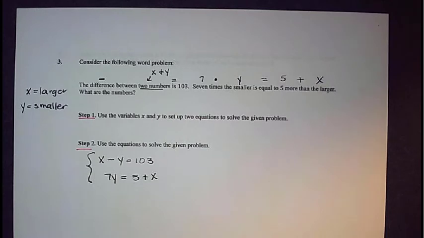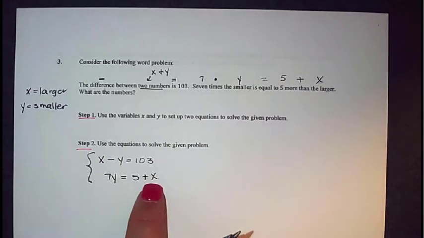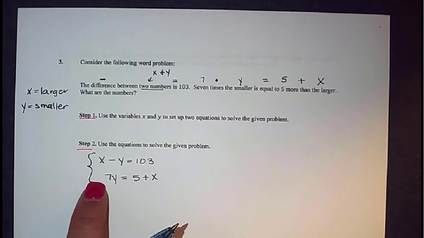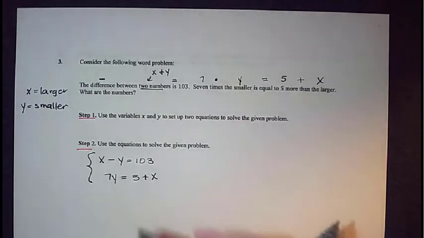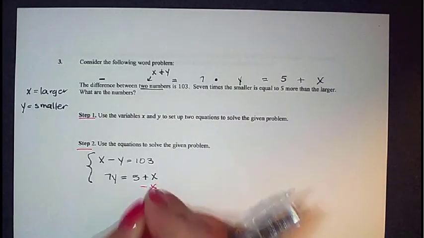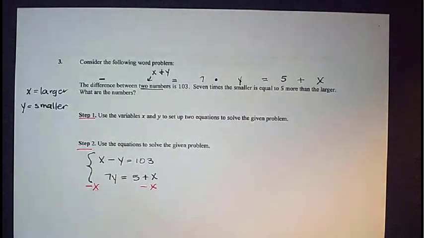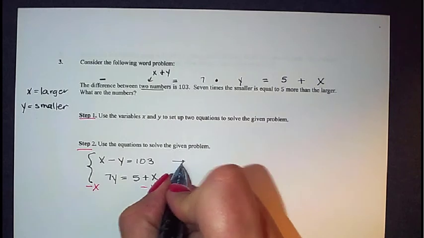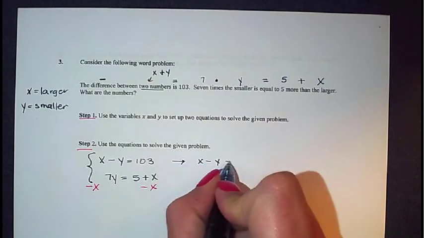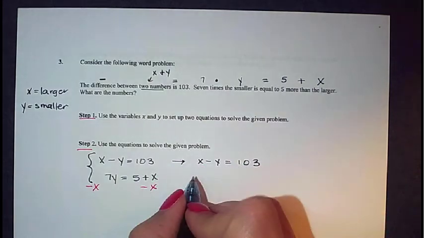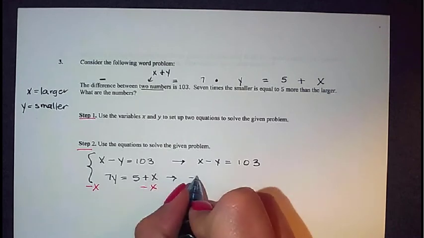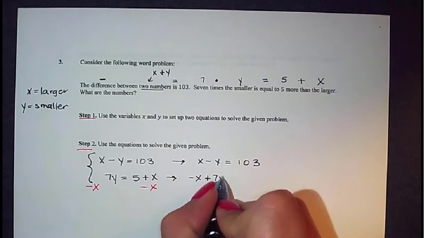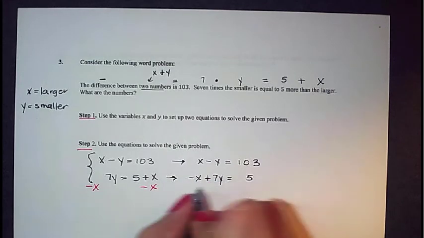One of the things that we need to do though before we start the addition method is notice that my x is over here on the right hand side and I need him to be over here on the left hand side. So the first thing I want to do is subtract this x so that I'll have all my variables on the left hand side for my addition method. So I'm not changing this first guy, he's going to stay x minus y equals 103, but this guy is going to now be negative x plus 7y equals 5.